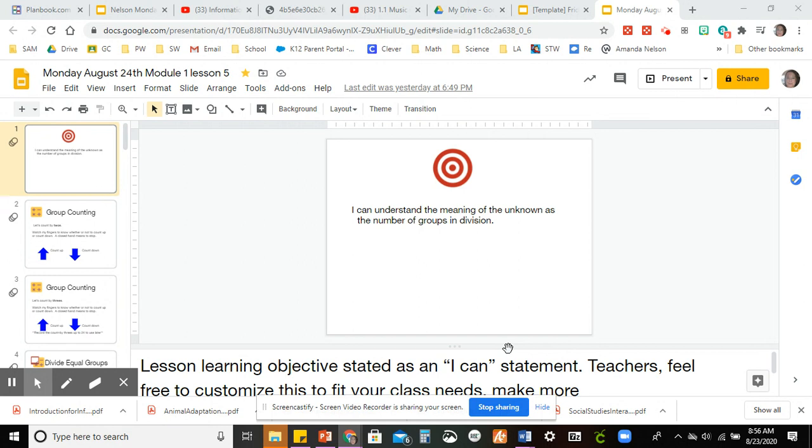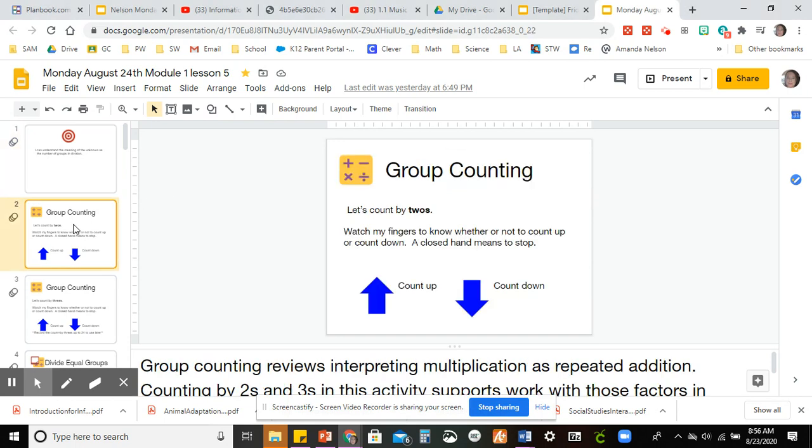Today, our I can statement, and I'd love for you to read this with me, is: I can understand the meaning of the unknown as the number of groups in division. So all that's going to tell us is we're going to figure out problems where we don't know how many groups there are. So there's going to be something we don't know. That's what unknown means.